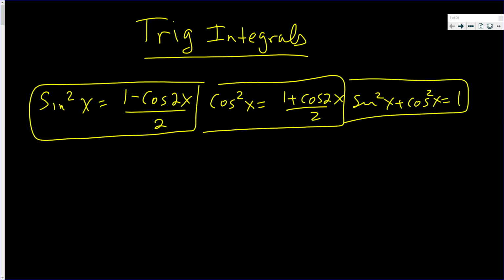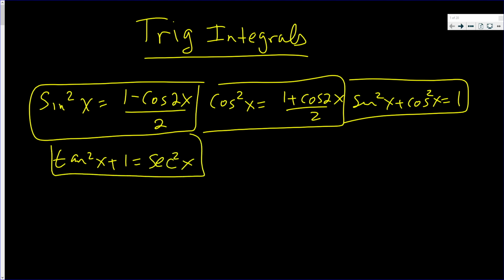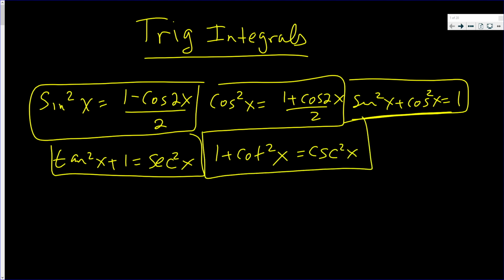If we divide both sides by cosine squared x, we will get tangent squared x plus 1 is secant squared x, and if we divide this equation on both sides by sine squared x, we get 1 plus cotangent squared x is equal to cosecant squared x. So those are really good identities to know to do these trig integrals.